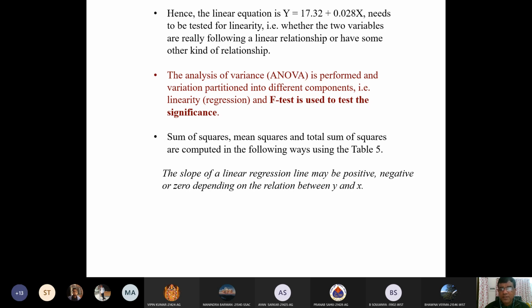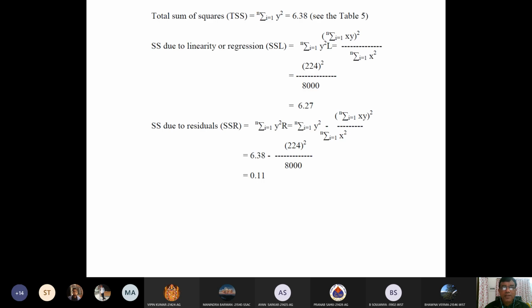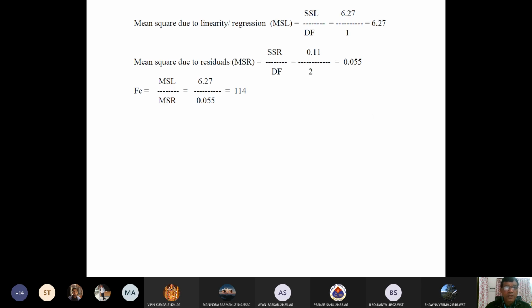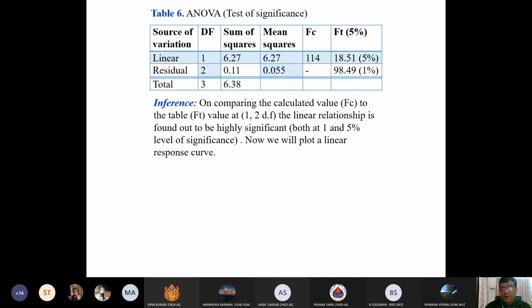Now we wanted to see whether this equation is genuinely linear or not. Then we went for the F test, and there were two important sources of variation. One was regression, the other was error. We found the calculated value of F, which was 114, and then we compared it with the table value. We found that the calculated value was much higher at the 5% as well as the 1% level of significance. That means it was a linear equation. It has been proved statistically that it is genuinely a linear equation.